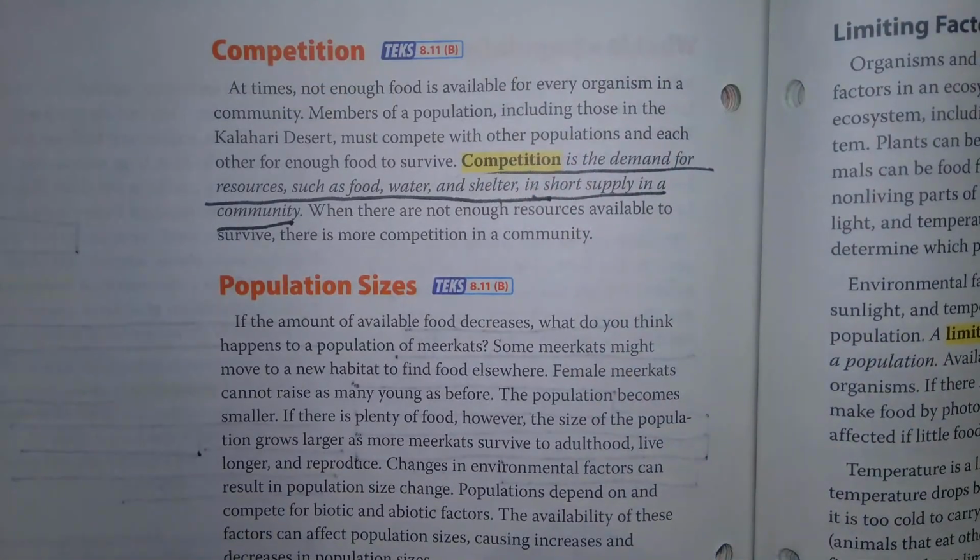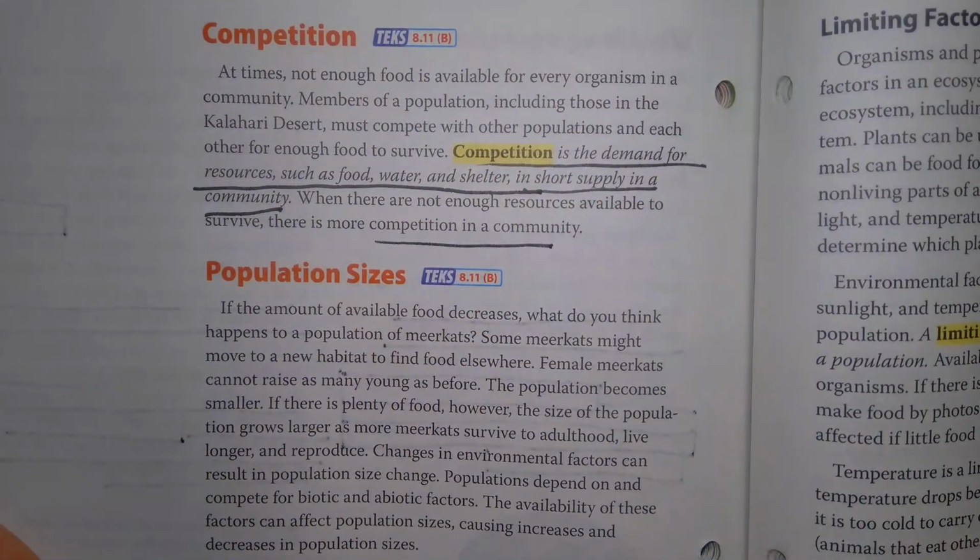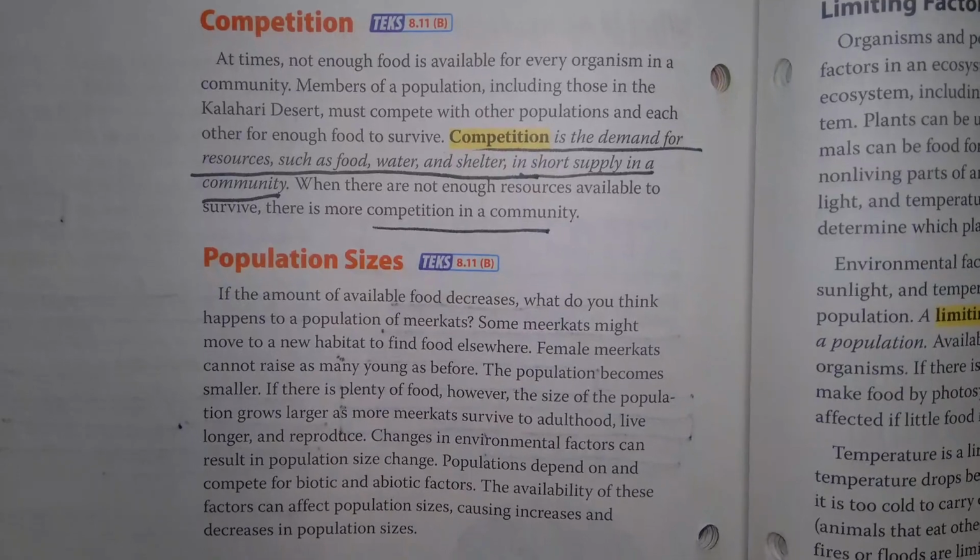You can think of this like literally right now. It is literally a competition to go to a grocery store. Like, I tried to go to H-E-B yesterday, and there was this line going out the door, and I was like, nope, not today. Ugh. When there are not enough resources available to survive, there is more competition in a community. Y'all, the hunt for toilet paper right now, ridiculous. Okay?